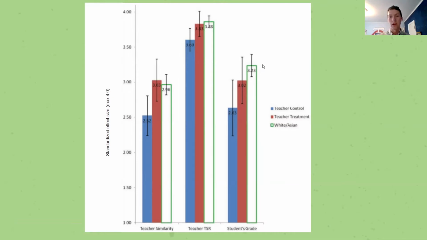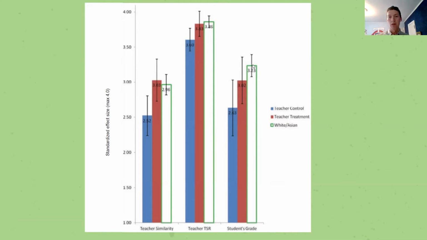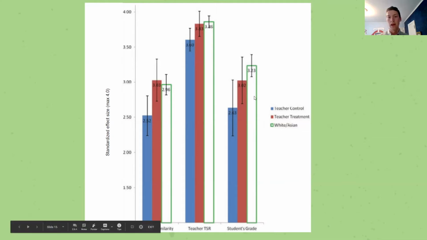But we can see here, if this white and Asian bar represents the top performers, and then the teacher control group, which also includes white and Asians, incorporates the bottom performers, that this gap from the white bar to the blue bar would be the achievement gap, or a rough estimation of the achievement gap, between the well-served and underserved populations. And we can see when this intervention, this similarity intervention, is used, this gap is closed by about 65%.